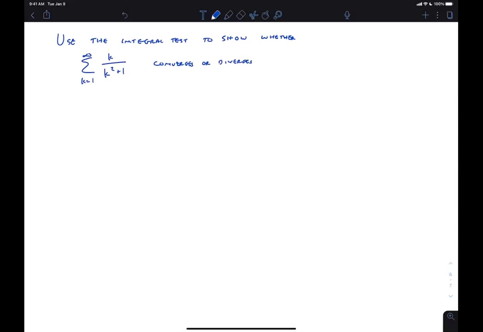You might not be, but most problems you're not required to use the integral test. So this is a problem where you would not want to use the integral test unless you were told to. Does that make sense? So it's pretty rare that you need to use the integral test. There are a couple examples.